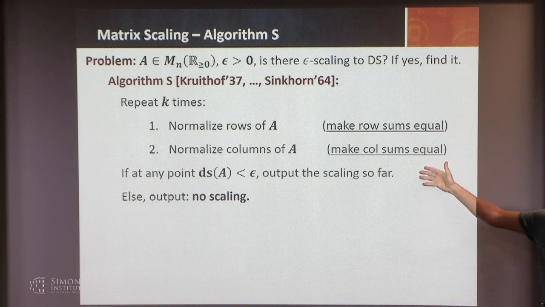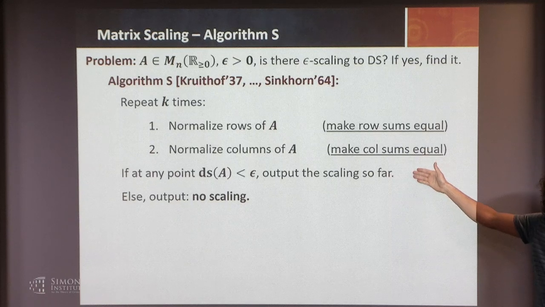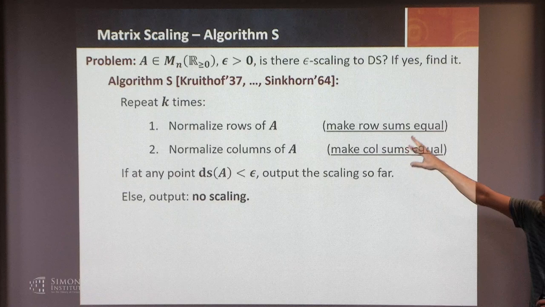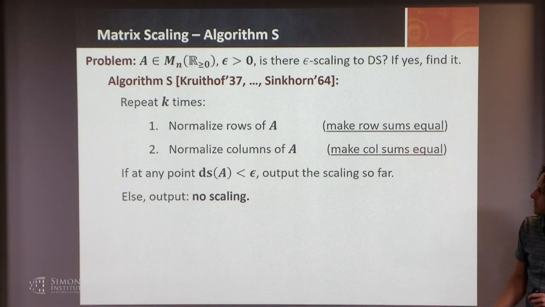And if at any point you get very close to doubly stochastic, you output this doubly stochastic scaling. Or if at no point you got close after k times, you say there's no scaling. Now the only thing that's left to do is to prove that this works, right?